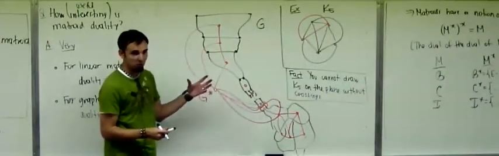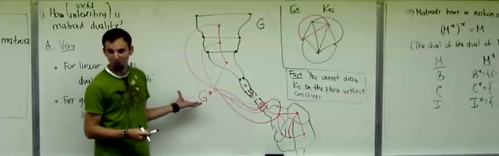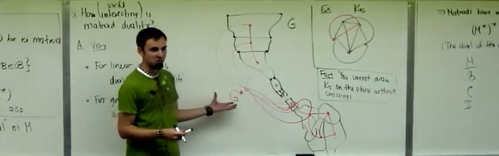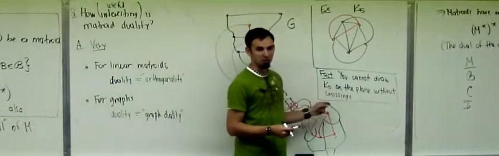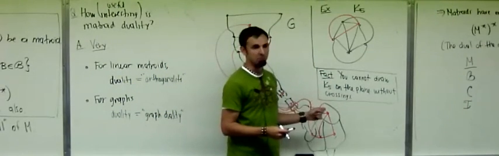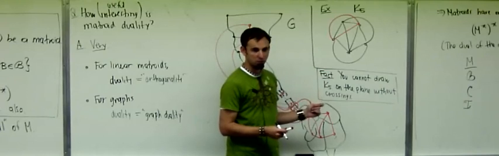I showed you how to take the dual of something that looks like a map of the world. Anything that looks like a map, you can draw the dual. But here's a graph that you cannot draw and make it look like a map. And here's an example of a graphical matroid whose dual is not graphical.